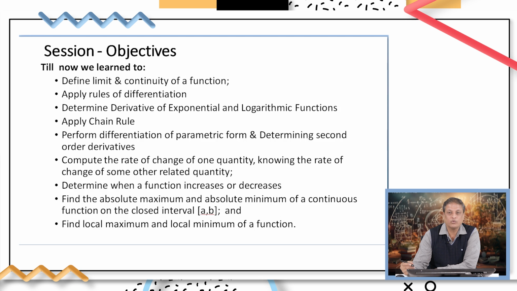So far as the application of the derivatives is concerned, we learned about the calculation of rate of change of one quantity. Apart from this, we understood also that if we know the rate of change of one quantity, then how to find the relative rate of change. Apart from this, we understood when a function is increasing or decreasing and how to determine the maxima or minima of a function.